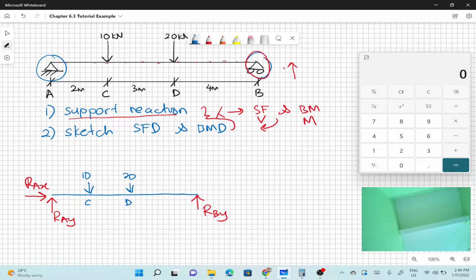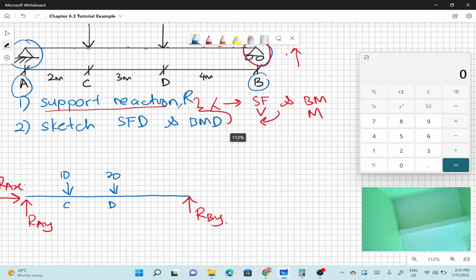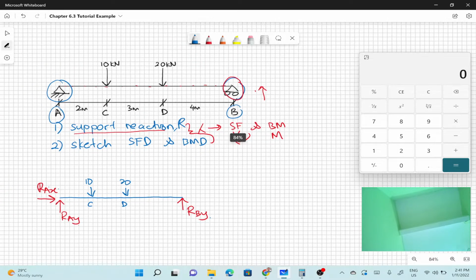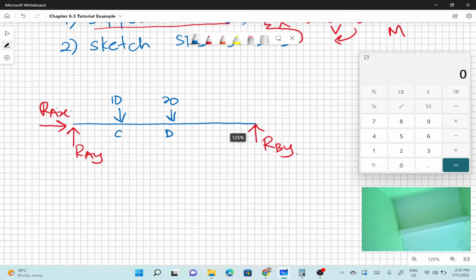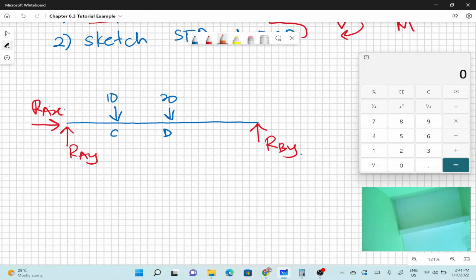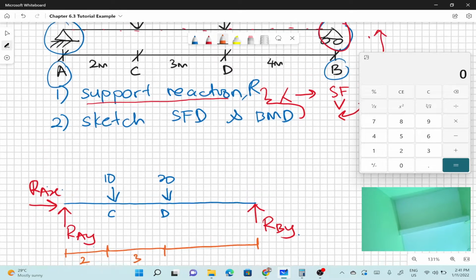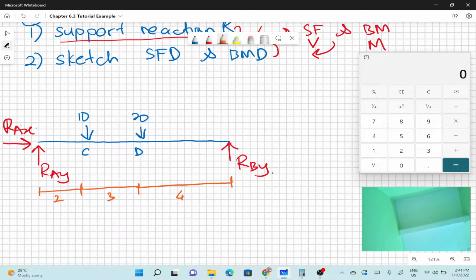So why do we put RAX and RAY? Y means vertical, X means horizontal. A is the location, we have A and B here, and R stands for support reaction. We don't know the value, so we put them as unknowns. Now I'm going to give the details on the distances. So this is 2 meter. Is it 3? Yes, and then we have 4 meter here.